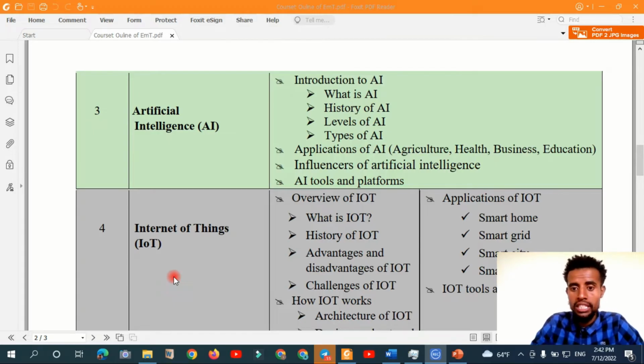So we'll see how this AI, or artificial intelligence, can be applied to different disciplines or different areas. Next to that, we'll see influencers of artificial intelligence. We have so many influencers of artificial intelligence.